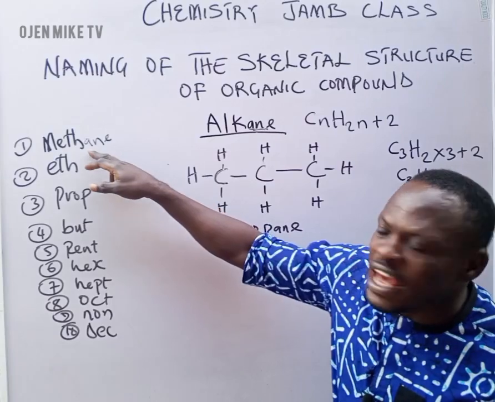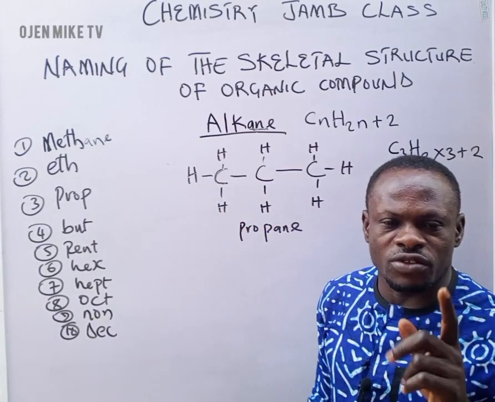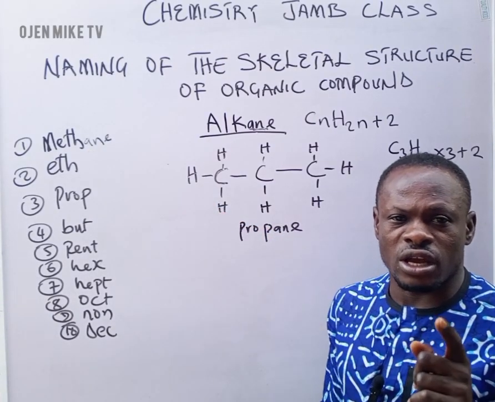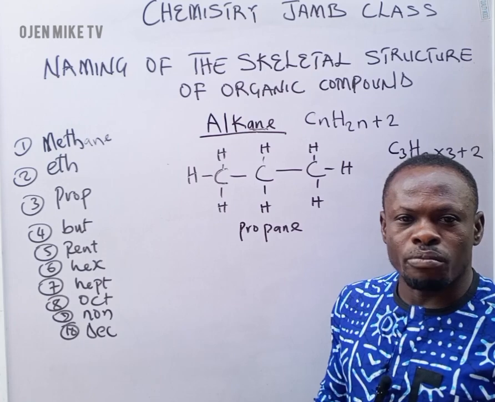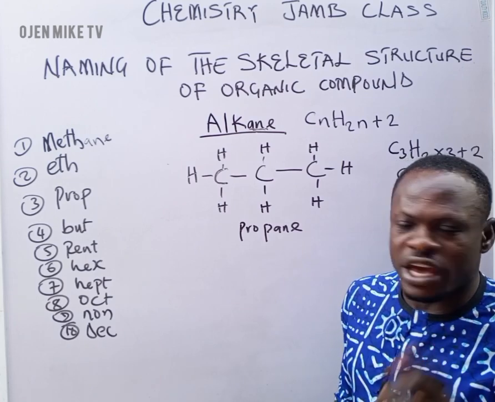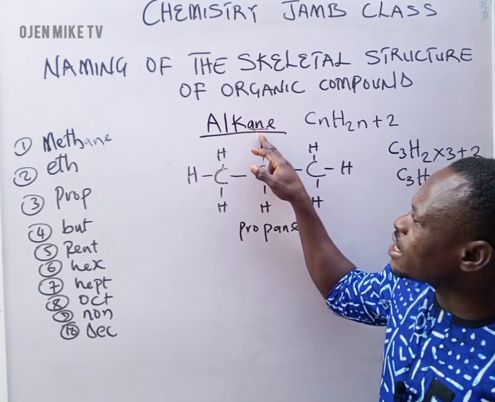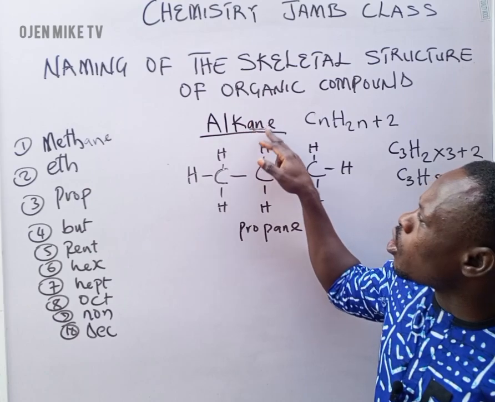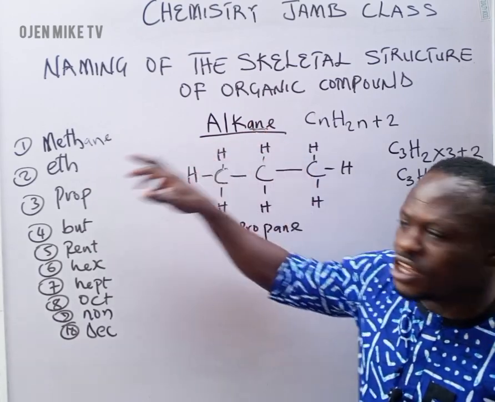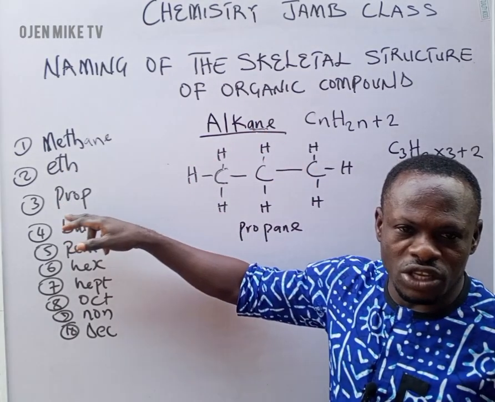Then their name ending according to the homologous series. One of the characteristics of the homologous series is that all members of a series have the same name ending. So we are only considering alkanes. So we are always going to be using "-ane", and also the carbon atoms in the chain.